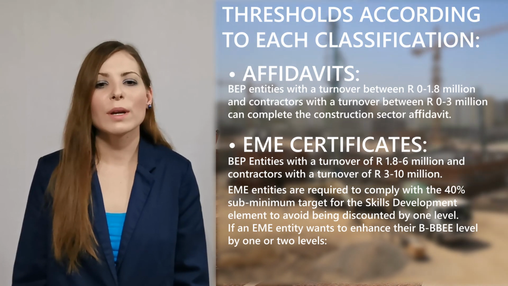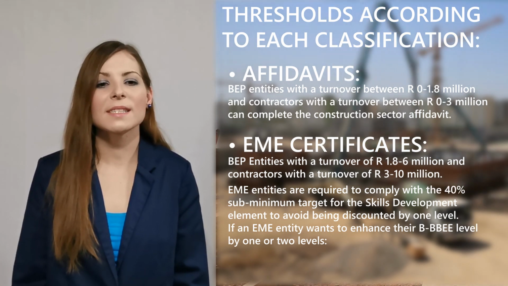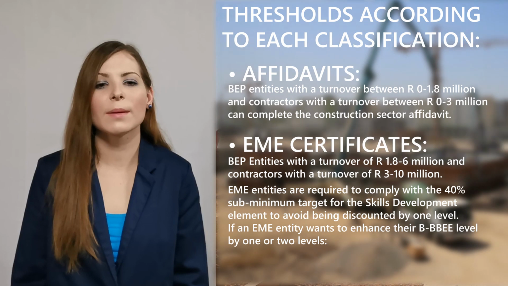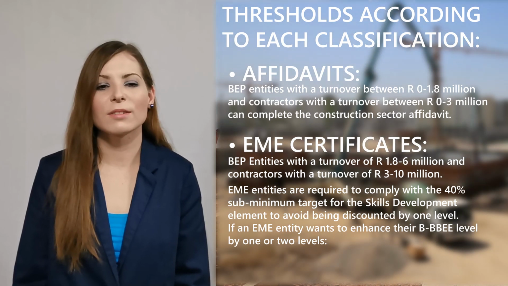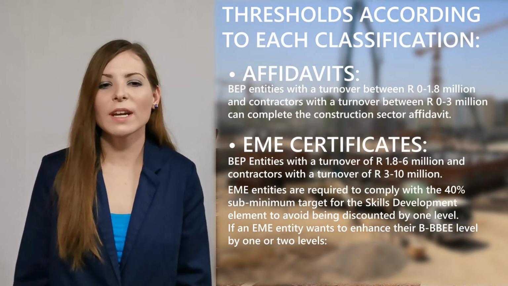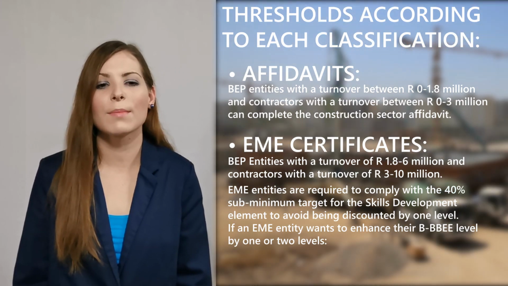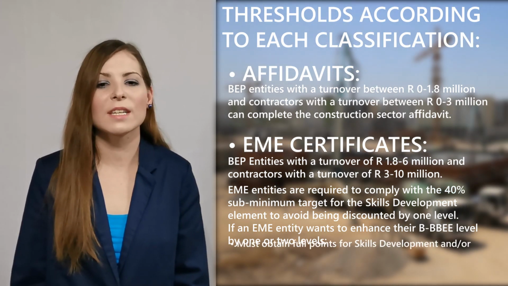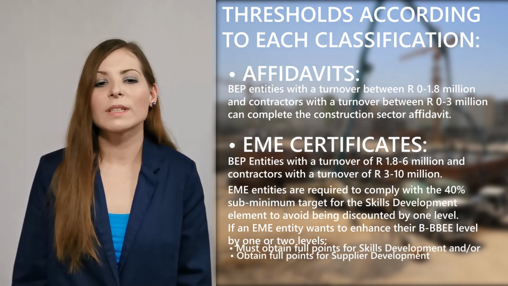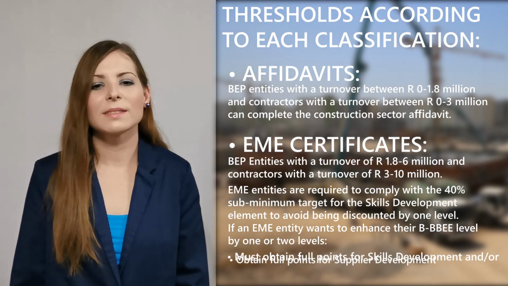EME entities are required to comply with the 40% sub-minimum target for skills development to avoid being discounted by one level. If an EME entity wants to enhance their BEE level by 1 or 2 levels, they must obtain full points for the skills development and/or obtain full points for supply development.